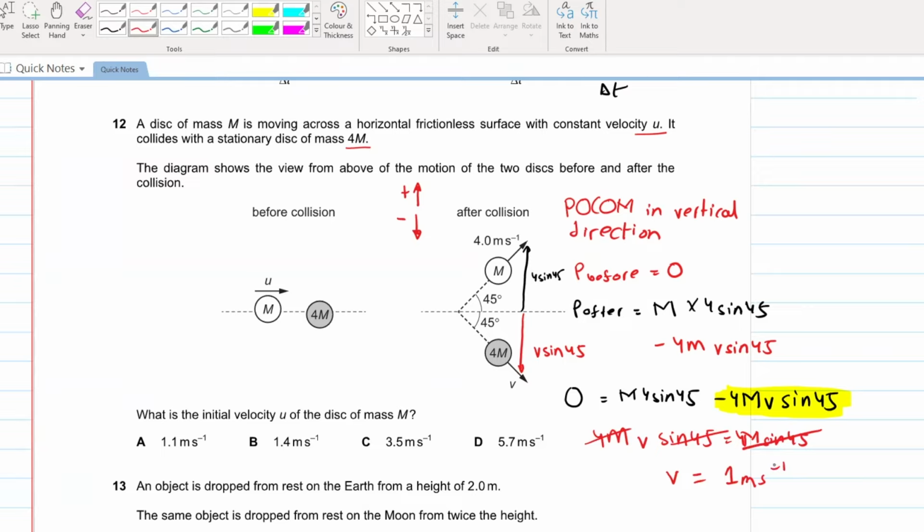Your velocity v is 1 ms⁻¹. But you did not have to find velocity v here. You have to calculate the velocity u. How will you do that? Now you will consider the principle of conservation of momentum in the horizontal direction.